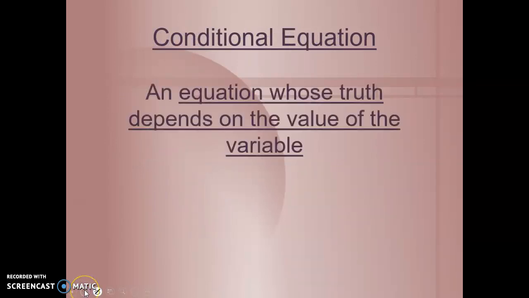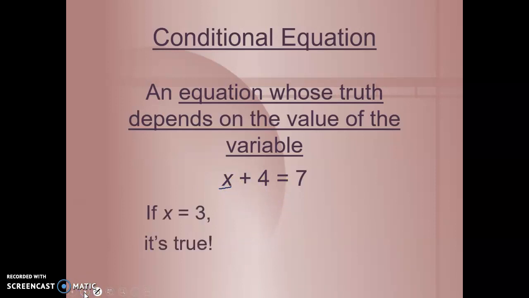A conditional equation is an equation whose truth depends on the value of the variable. Take a look at x plus 4 equals 7. What would x have to be in order for this to be true? Hopefully you said x equals 3. If x equals 3, it's true. But if x is any other value, like x equals 2, then it's false. So conditional equations are equations with variables, where the variable has to be a certain number for it to be true.